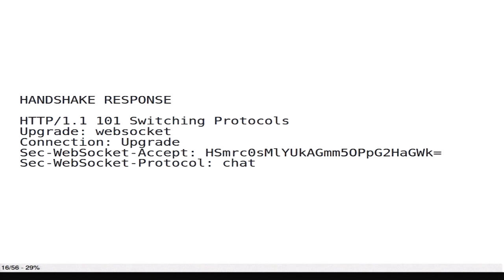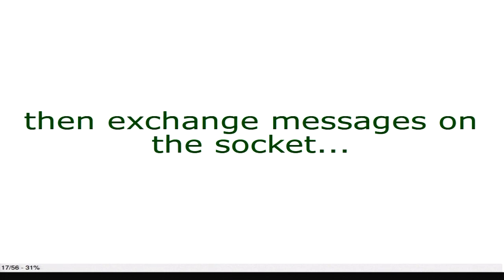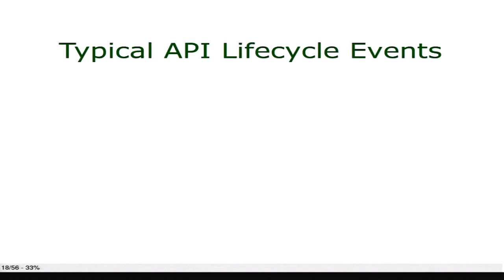The status is 101. We're agreeing to switch the protocols. And all the other headers are basically required. You'll see the protocol header at the bottom, which is where the server has accepted the proposed higher level protocol. And there's also the accept key, which ensures that the server is actually intentionally responding in this way. After this initial HTTP handshake request, we're going to start exchanging messages on this socket, and that's really what goes on from here on. If you look at most APIs, typical lifecycle events are: we've opened the session, so now we have a session available.